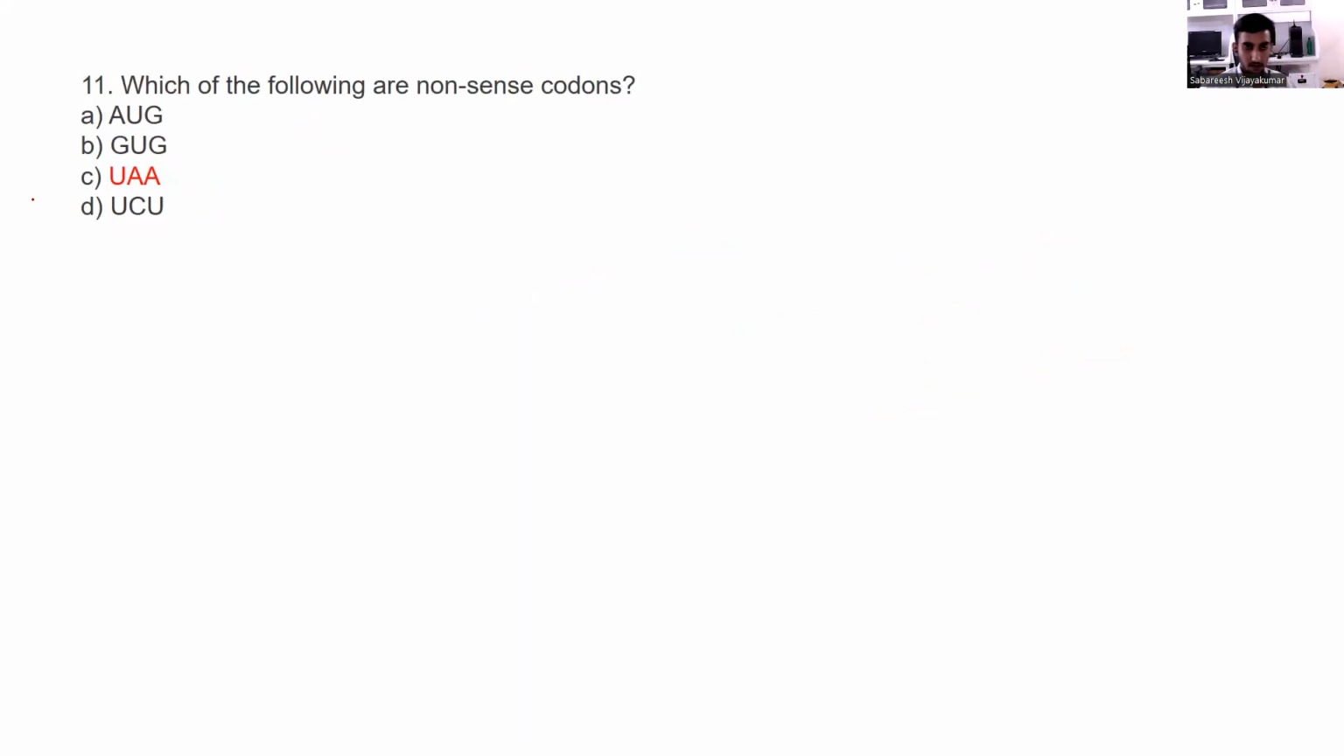Next question: which of the following are nonsense codons? Please read it as nonsense, meaning it does not sense, not in the literal form. Or which is not sensible, or you can say it is an irrelevant codon type. So you need to have an idea of the codon arrangement.